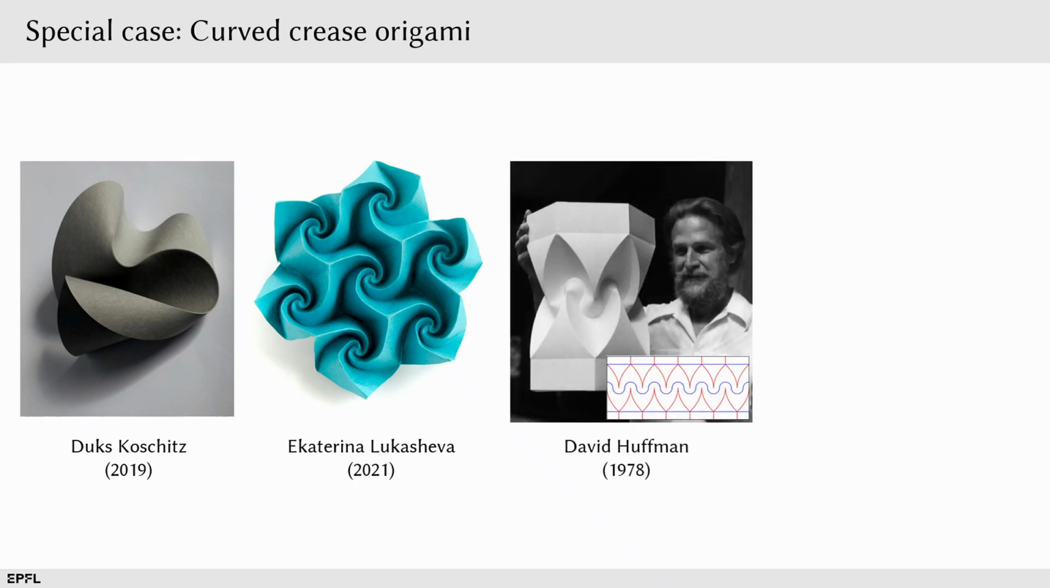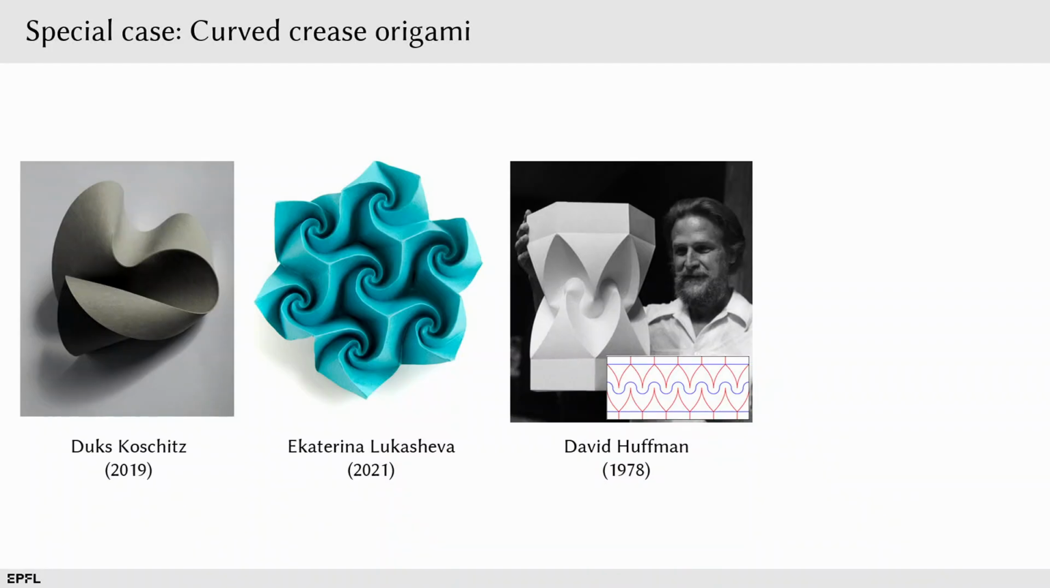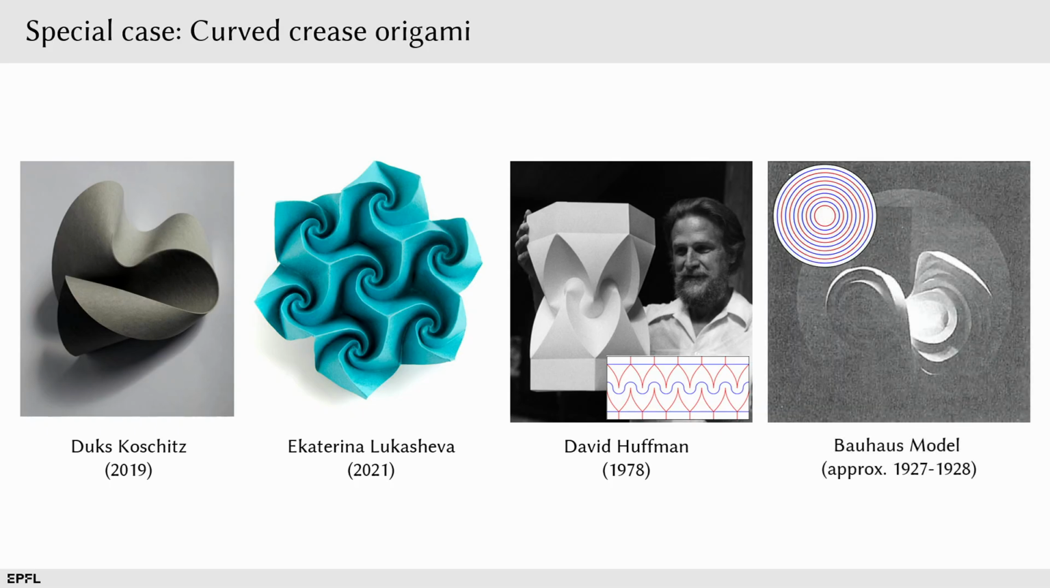There are also other well-known personalities in computer science, such as David Huffman, who was exploring the behavior of paper by looking into compositions of conic creases. Also a very influential design, which I find very remarkable, is this piece dating back to the Bauhaus, where students of Joseph Albers folded concentric circles in a pleated way, resulting in this hyperbolic shape.